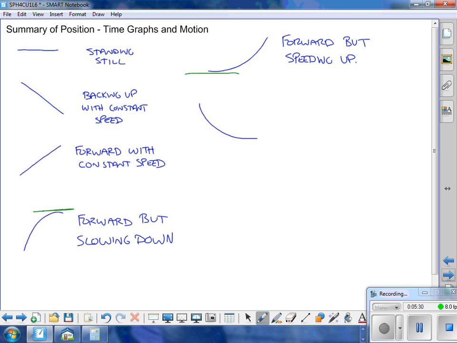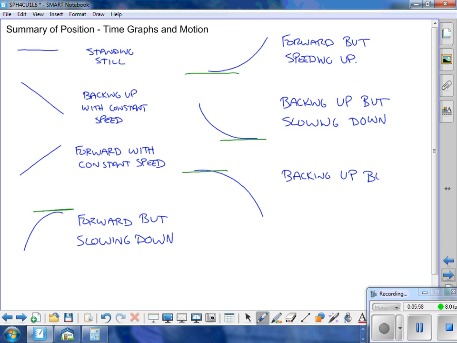The other ones, let's see if I can get them right first try. This one here, again, the end result is a flat line, so you're backing up, but we are slowing down, coming to a stop. And the other curve looks like that. It started with a flat line, so now we're backing up, but we're also speeding up as well. So we're going faster and faster backwards. So hopefully you are comfortable with those from that investigation that you went through.